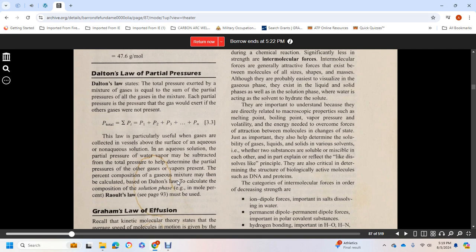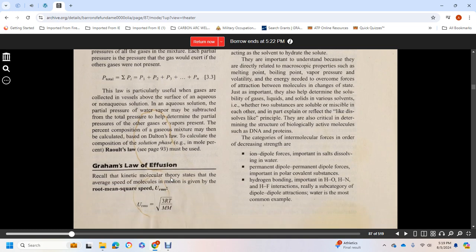Percent composition of gaseous mixtures may be calculated by Dalton's law. To calculate composition, such as mole percentage, Dalton's law must be used.